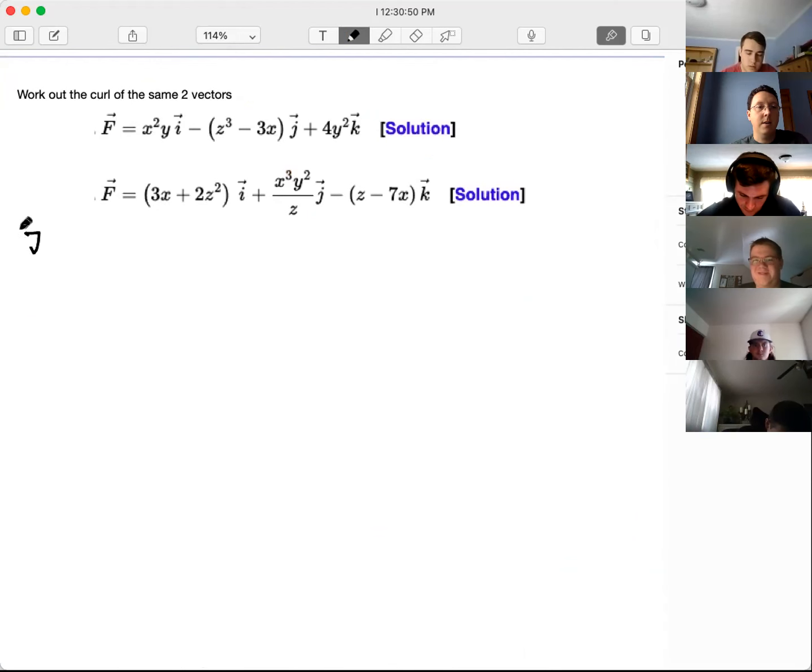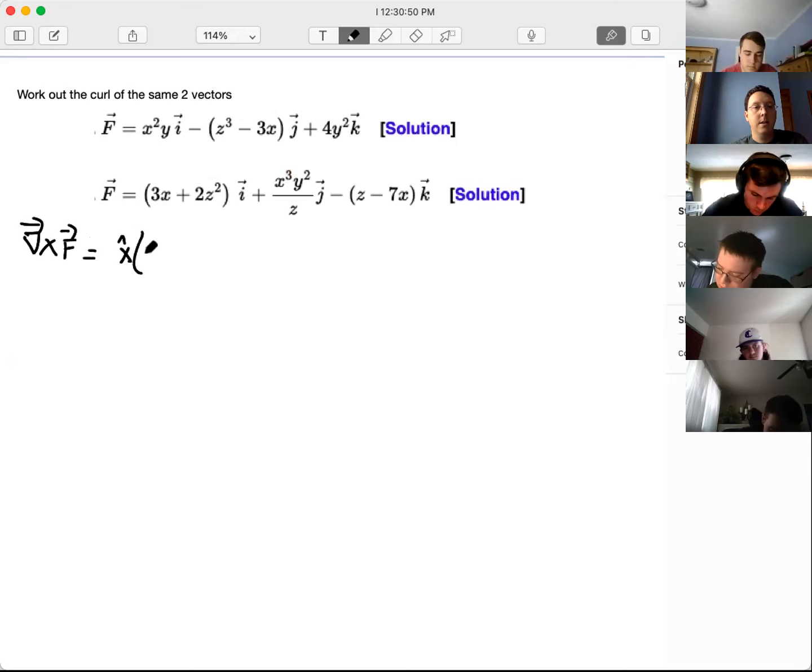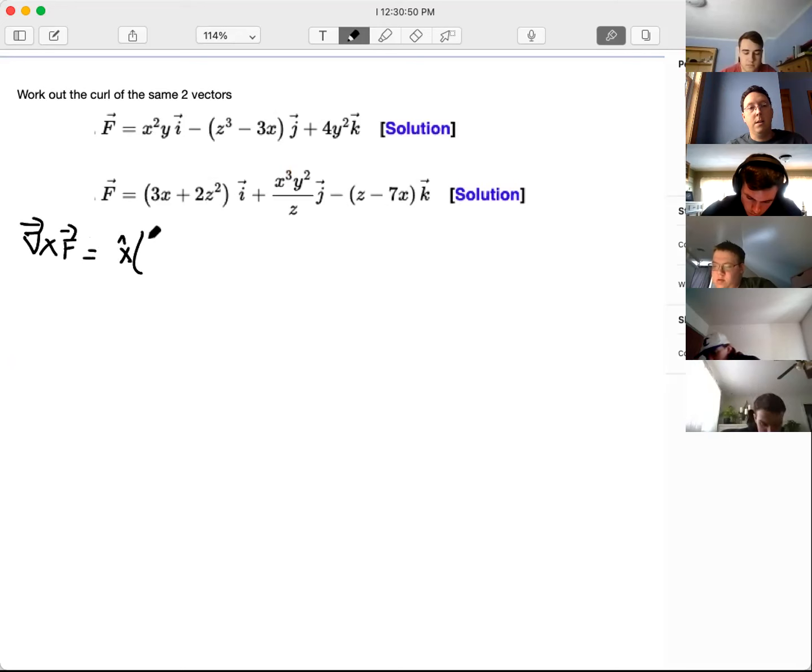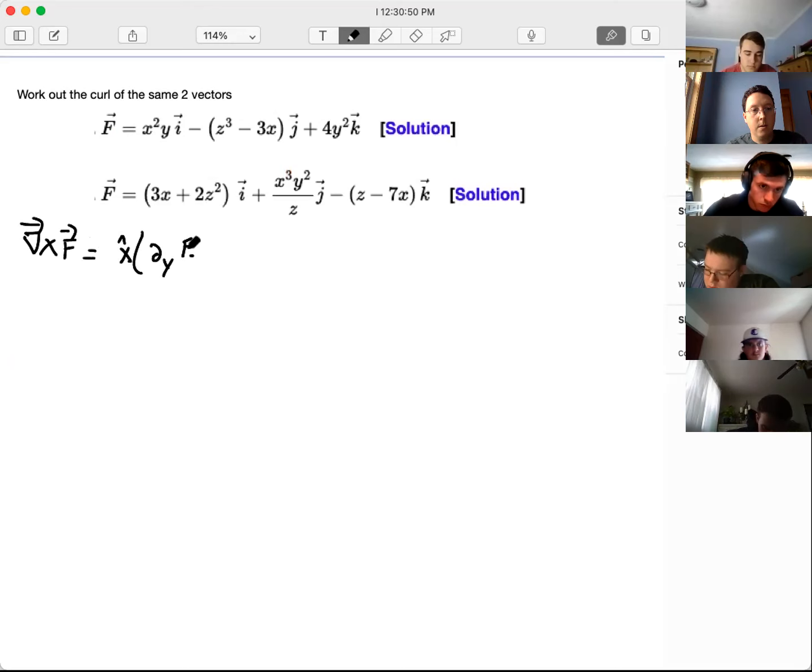All right, so the curl of f is, just think about doing the determinant. It's going to be x hat, and then the partial derivative is in the middle row and the vector is in the bottom row. So it's going to be partial y acting on the z component minus partial z acting on the y component.